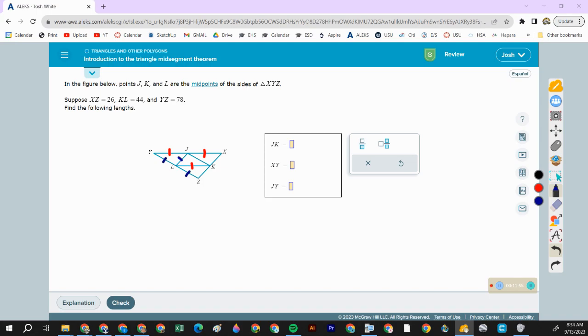Oh, I did that wrong. So this one and this one. Okay. So if I know that this is 10, how long is that? 5. Okay. If I know that this one is 6, how long is that? 12. Yep. If I know that this is 3, then this is also 3. So the mid-segment theorem is super, super easy. All right.